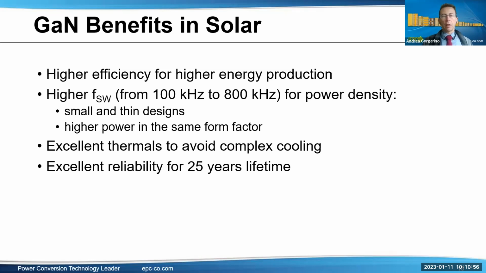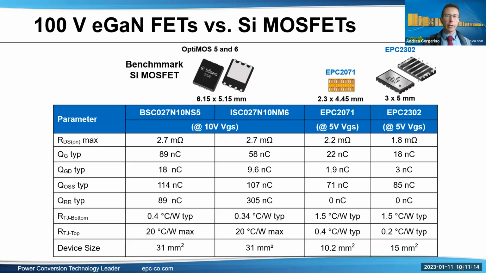for example. GaN also brings excellent thermals, and this is really useful to avoid complex cooling to simplify the system itself. And we also bring excellent reliability. As I mentioned, 25 years is a typical requirement for solar systems. So we'll dive into all of these in a little more detail.